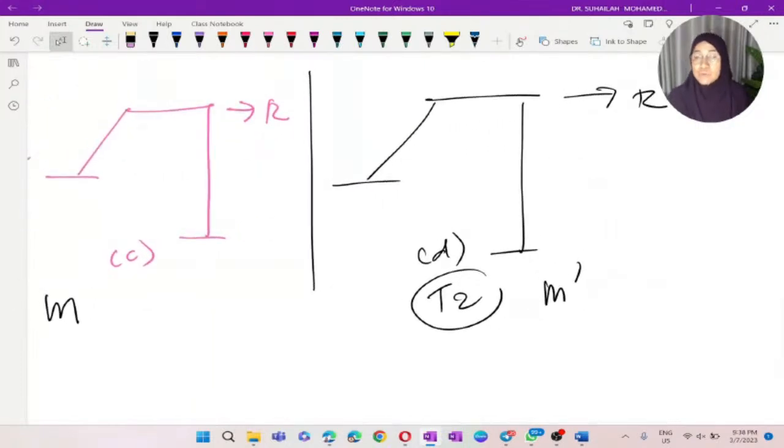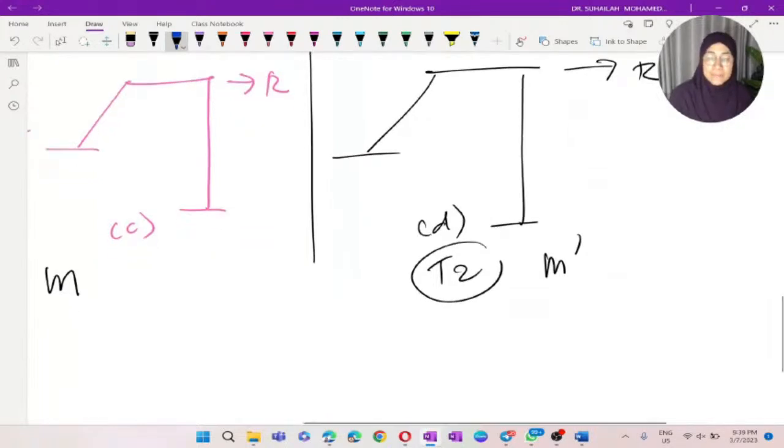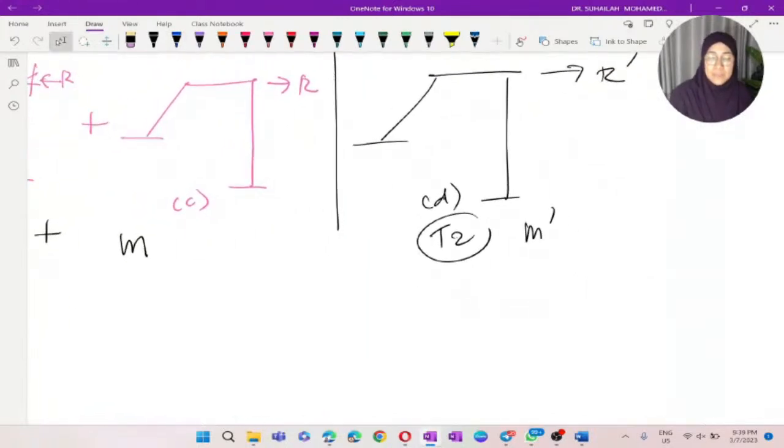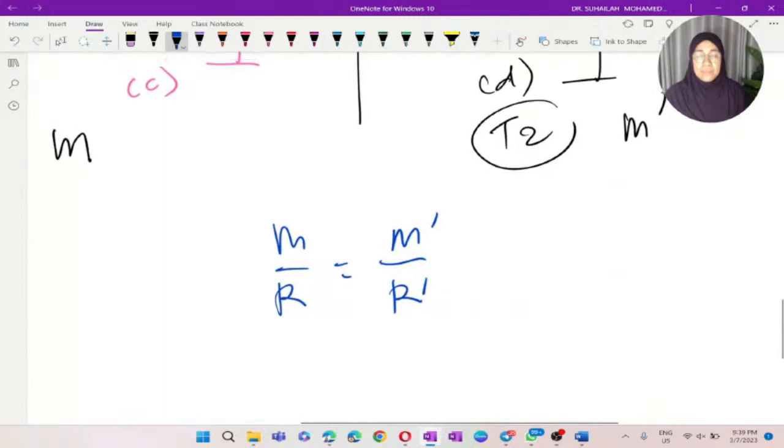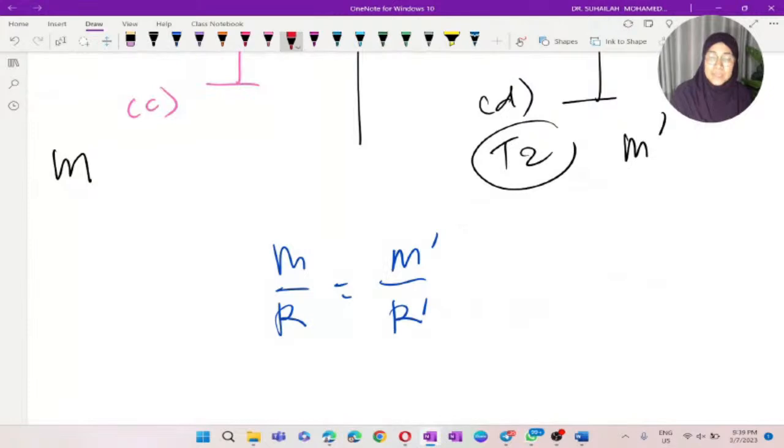When we compare these two diagrams, we can produce a relationship. So we will get M and R from C, and we also have M prime and R prime. M prime we get from table 2. R prime we can calculate the value from the shear equation, which is from table 1.